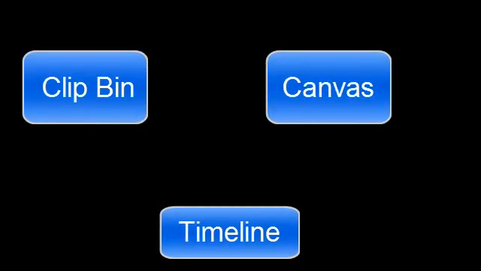The editor is divided up into three main areas: the clip bin, the timeline, and the canvas. The canvas is where you see your video during playback and can move, resize, and reposition all media however you want. The timeline is where you assemble and edit your video.